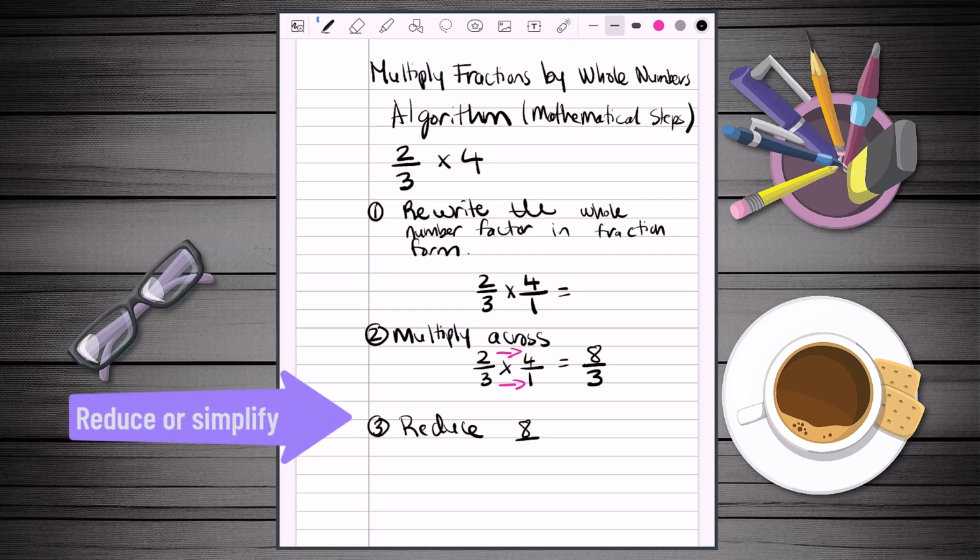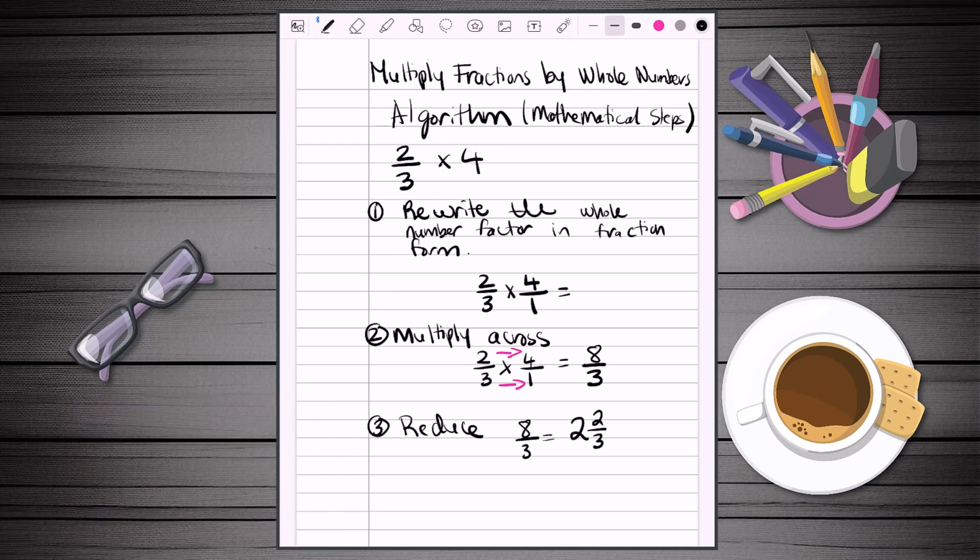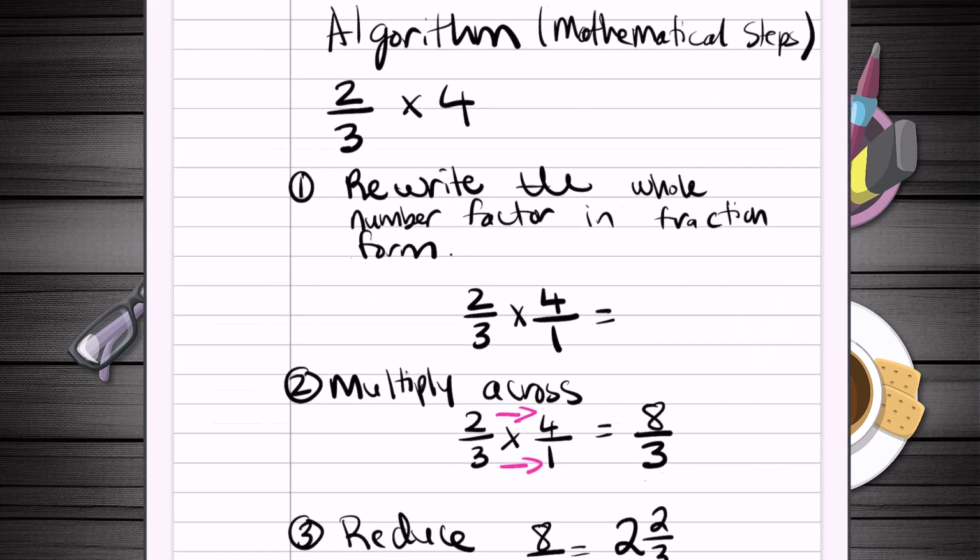Reduce or simplify as necessary. And we saw in the visual model that 8/3 equals 2 2/3. And step number 3 says reduce, if you can't read my writing.